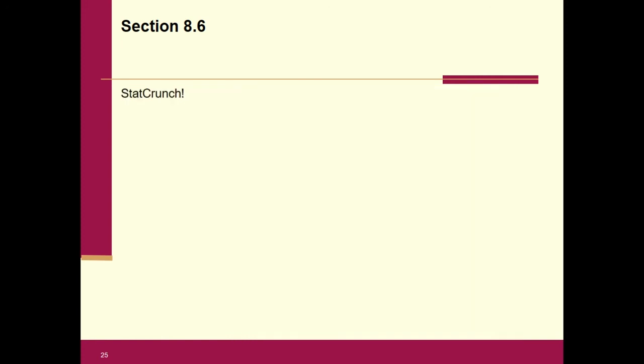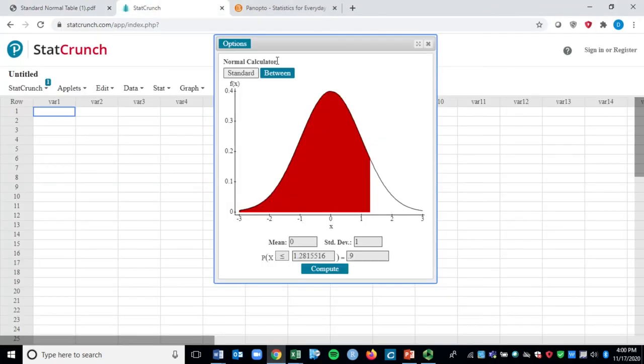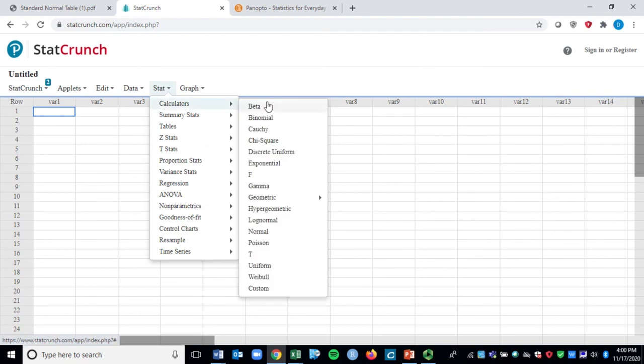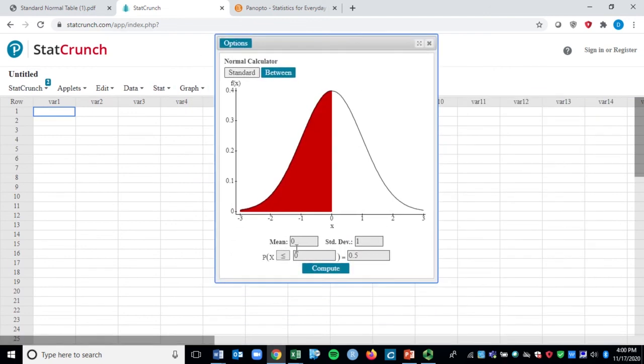But what I also want you to be able to eventually do is check your answer in StatCrunch. So let's go over to StatCrunch. I want to show you how you can check your answers. I already had it pulled up, but let me show you. If you go to Stat, Calculators, these are all the different probability distributions, and here is Normal right here. We'll go to Normal, and it defaults to the standard normal, so a mean of 0 and a standard deviation of 1.